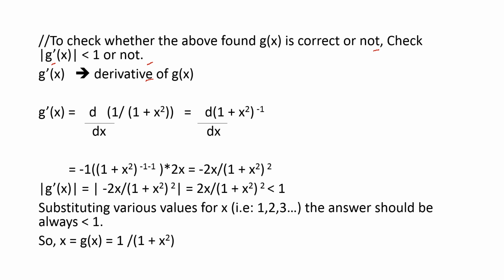So find the derivative g dash of x. You know how to find the derivative of an equation. So you will get g dash of x is equal to 2x by 1 plus x square, the whole square. And you have to check whether it is less than 1. So for checking, substituting various values for x, that is 1, 2, 3, the answer will always be less than 1. Right. So you can conclude g of x which we have got is correct. So g of x is equal to 1 by 1 plus x square.